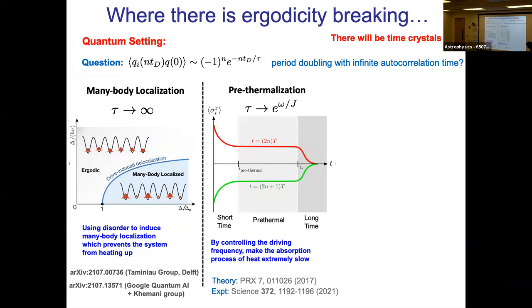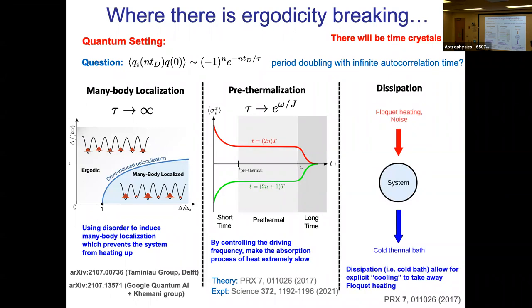But eventually, as you've seen drawn here, that order will decay at extremely long times because there will inevitably be local heating, or periodically driven heating, of that system. Again, some really nice theory work from Dominic Else's group, Dominic Else and Jake Nyack's group, as well as an experiment in trapped ions from Chris Monroe's group.